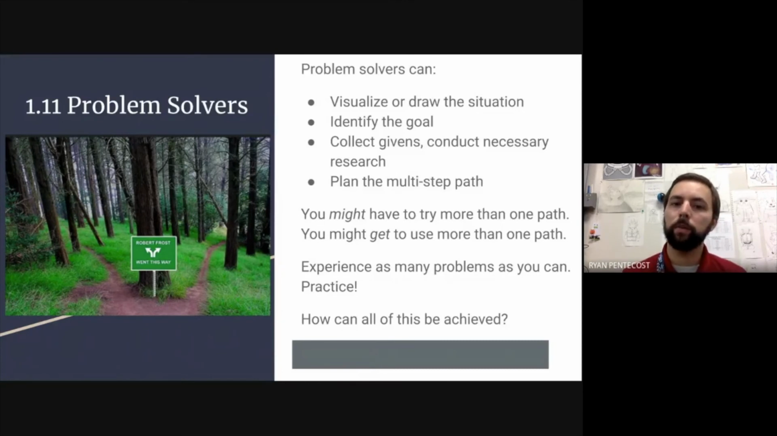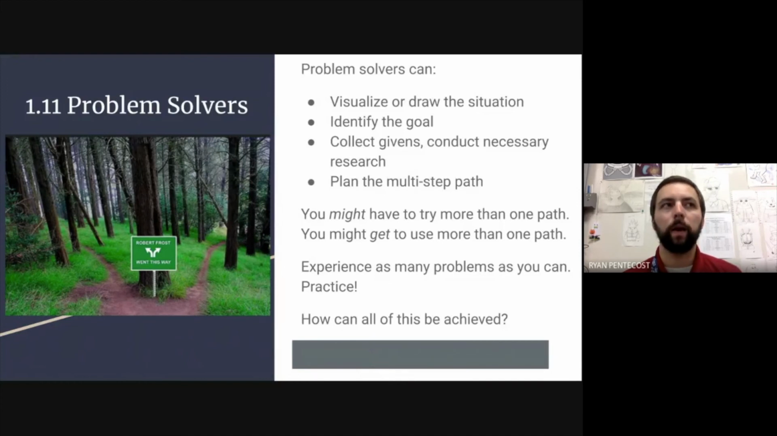But someone who can solve a problem is able to do these 4 things in some kind of way or another. Now, you might have to try more than one path, or you might get to use more than one path, and those are going to be 2 different mentalities as we get further into this class. Sometimes you have to solve for one thing before you can even try to solve for the solution. So there may be more than one path that you have to take. And to gain these skills, you need to experience as many problems as you can with practice.